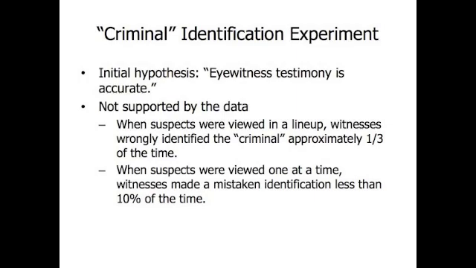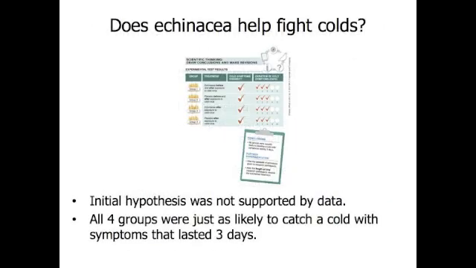In the case of eyewitness testimony, further investigation has suggested that when suspects or pictures of suspects are placed side by side, witnesses compare them and tend to choose the suspect that most resembles the person they remember committing the crime. When viewed one at a time, suspects can't be compared in this way, and witnesses are less likely to make misidentifications. But let's go back to our discussion of the echinacea study.